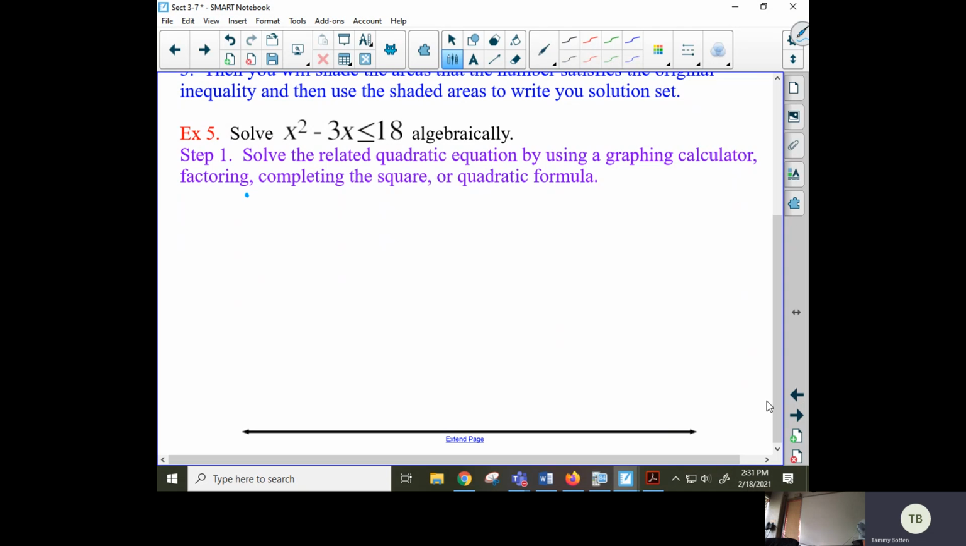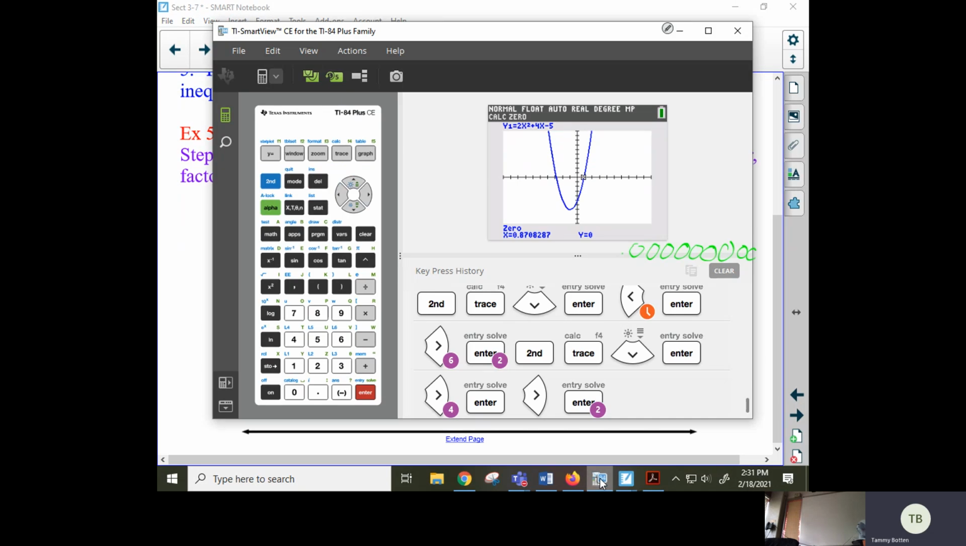Now this one I have to right away get the 18 over. So I have x squared minus 3x minus 18 is less than or equal to 0. And some of you might be good enough at factoring right now that you can factor that and get your zeros right away, okay? Let's go in and let's graph this.